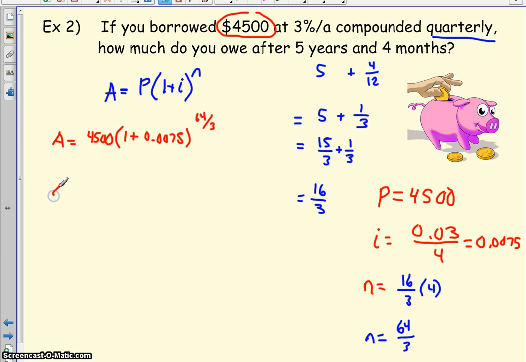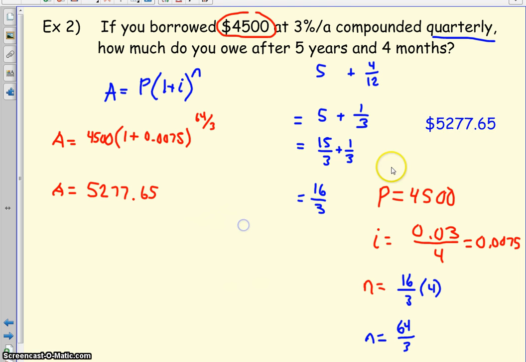Okay, and A is already isolated. We should be able to run this all through our calculator. If you want to simplify first, you can. You can add 1 to 0.0075 first, then take the exponent, then multiply by 4,500. But when you run all this through your calculator, you should get $5,277.65 approximately. Okay, again, with money, we're going to try and round to 2 decimal places, because once you get past the cent digit, it doesn't really make lots of sense. So that should be the amount that we owe after 5 years and 4 months.